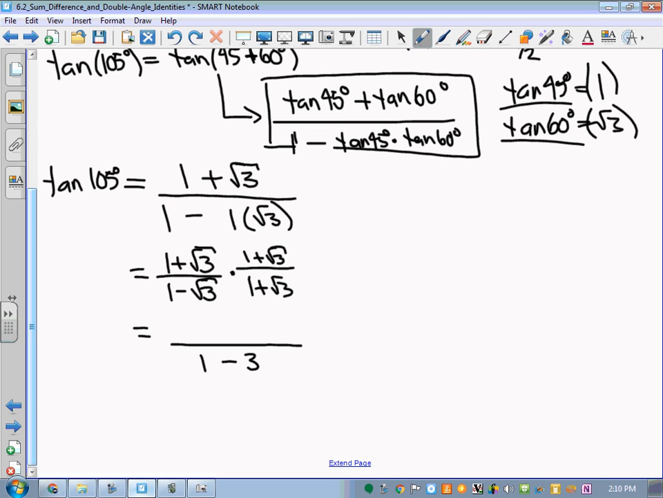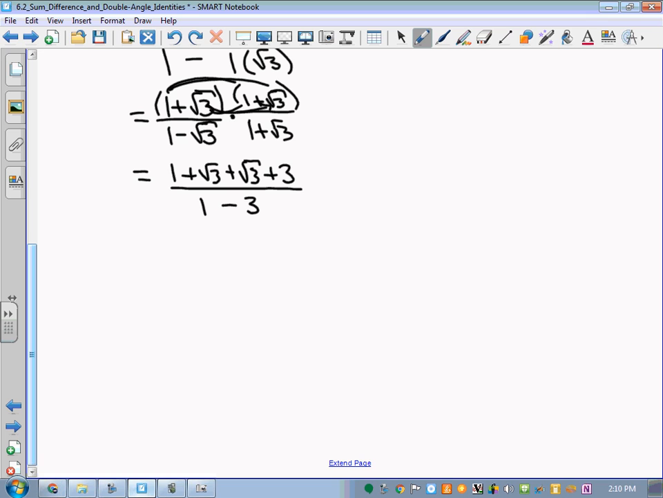The numerator is tricky. You have to use the distributive property. I'm going to show that here. So 1 times 1 is 1, plus 1 times root 3 is root 3. Then I have root 3 times 1, which is root 3. And then lastly, I have root 3 times root 3, which is 3. So from here, we can start to combine our like terms. And we're going to be able to say that the tan of 105 degrees is equal to 4 plus 2 root 3 divided by negative 2. We can simplify that. That becomes negative 2 minus root 3.